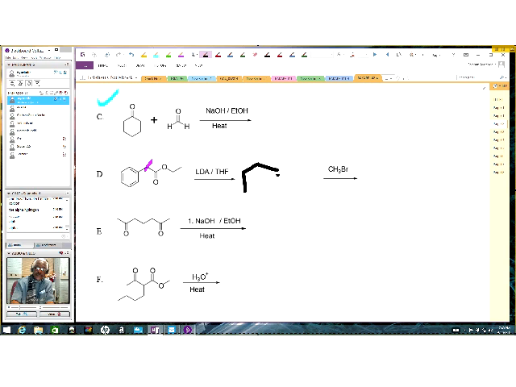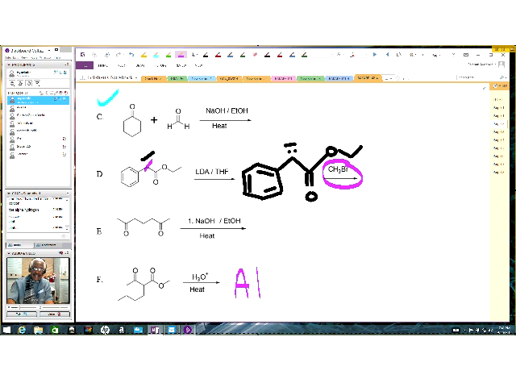So, what will be the product? Since this is the alpha hydrogen right here, we are going to remove one of those hydrogens. Now we form the enolate right here. Once we form the enolate, this enolate could act as a nucleophile in an SN2 reaction. So at this point, if you look at what we have here, we now have what we call an alkylating agent.